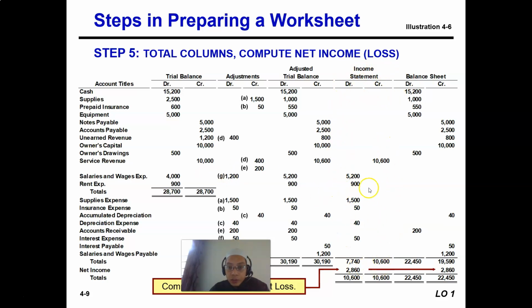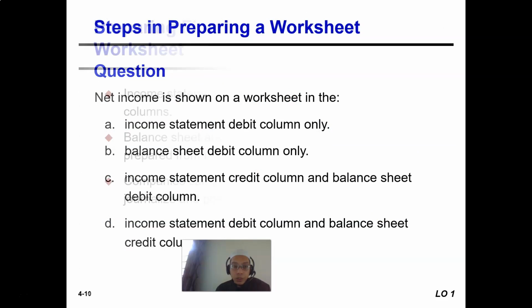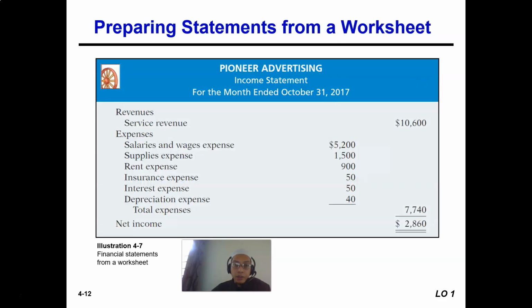We have the service revenue. We have 5,200 of salaries and wages expenses. We have 900 of rent expenses. We have supplies expense of 1,500, and so on and so forth. So we have this revenue amount, and we have all of these expense amounts. What we need to do is prepare the income statement.